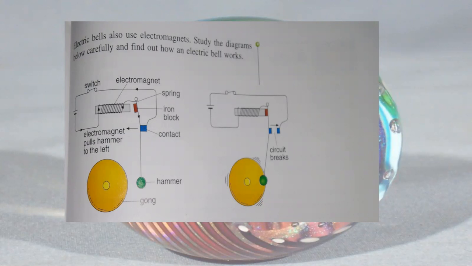When this connection is complete, this hammer strikes the gong and the sound is produced. When this connects, the electromagnet, here from the electromagnet, it is the iron piece, it is attracted by the electromagnet and this hammer strikes the gong and the sound is produced. This is the working of your electric bell.